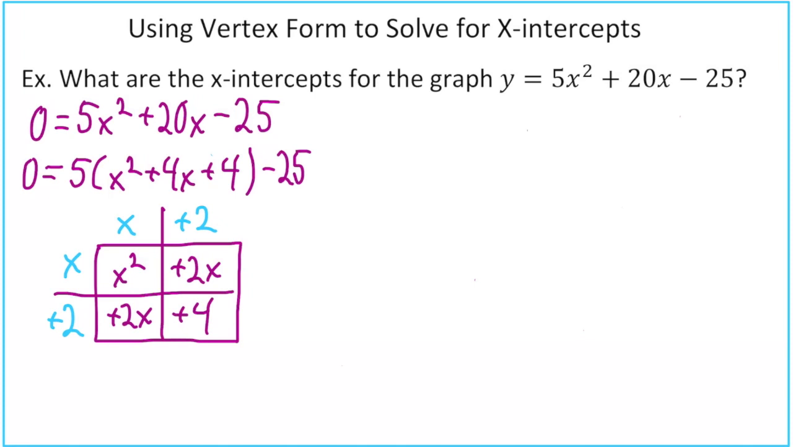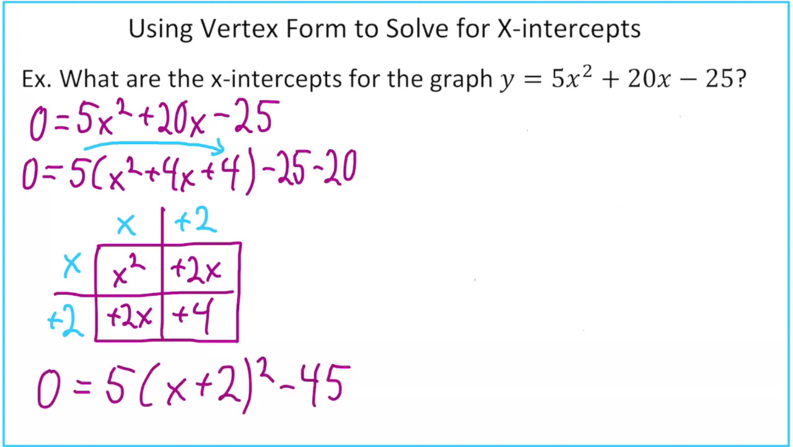Now remember, when we add that positive 4, it's being multiplied by the a value of 5. So we've got 5 times 4 is positive 20. What's the opposite of positive 20? Negative 20, which goes on the outside. All right, now we can go ahead and simplify this into our vertex form.